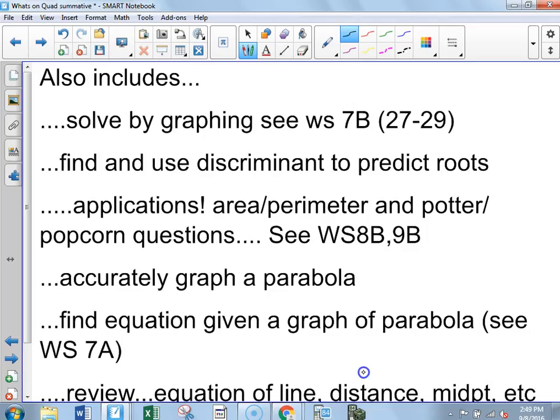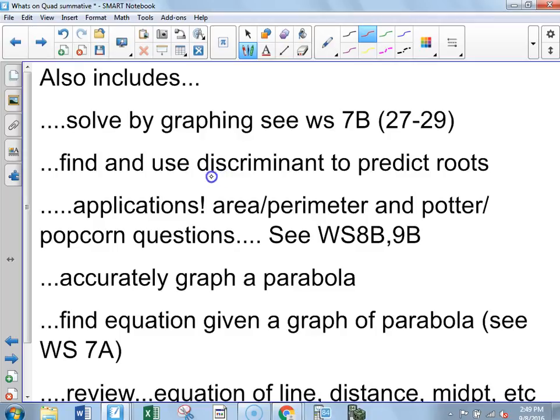Okay. Also, you need to know how to solve by graphing. For example, a ball was thrown up and it came down at this, and here's the equation. I'm going to give you the equation. You're going to have to find when it hit the ground, or maybe when it was at 100 feet in the air, or whatever. Okay? Those are on worksheet 7B. Numbers 27 through 29 are good examples to look at for those.